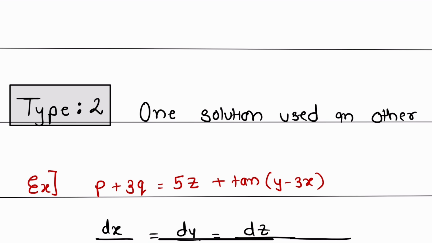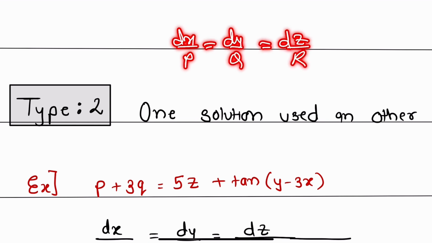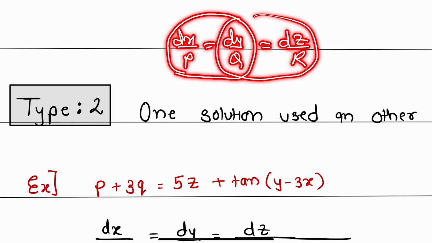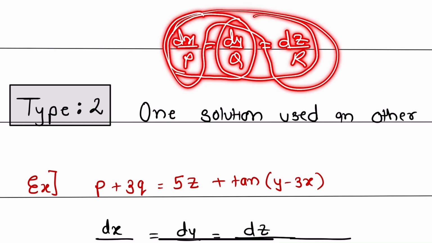In type 2, what will happen is that you won't be able to easily integrate two fractions. Let us say we have this dx by p equals dy by q equals dz by r. There will be a possibility that any of these ratios you will be able to integrate. But while integrating a second ratio or second equality, you will find some difficulties.